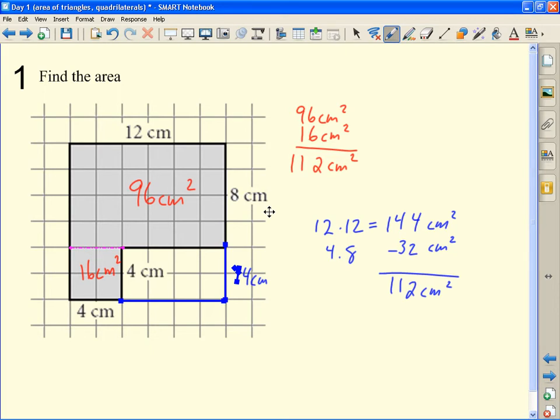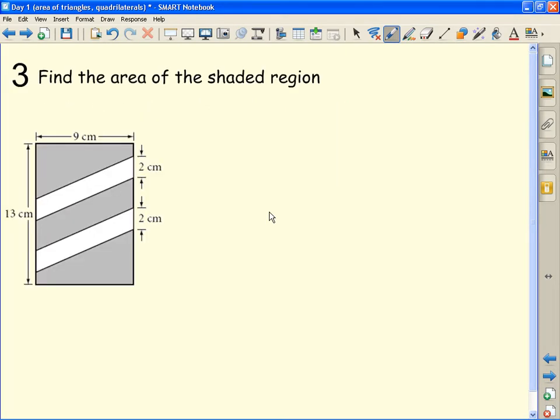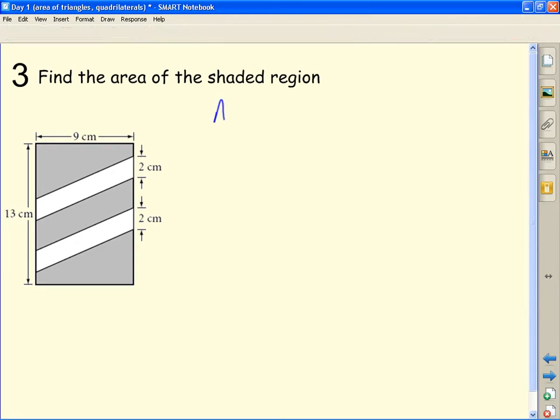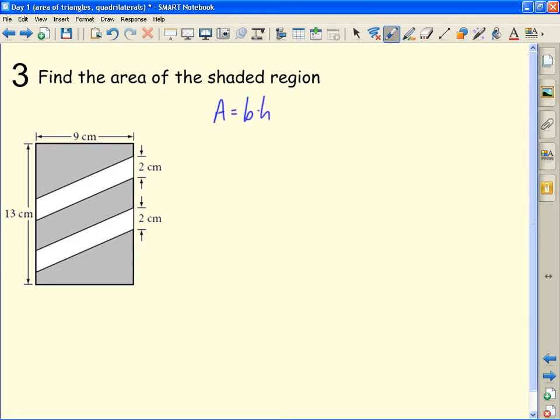Another one that might be helpful would be something like this. We're trying to find the area of the shaded region, so give it a pause and try it. But here's how I would do this one. I'm going to find the total area of this and then subtract away the white areas. So I'm going to say, okay, the area of the whole shape, using my formula of base times height because it looks like a parallelogram, would be 13 by 9.